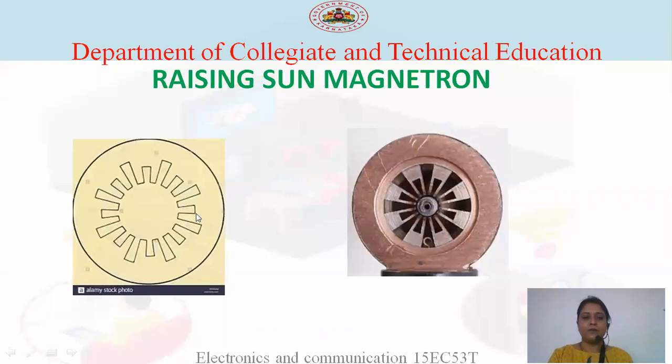Rising sun magnetron means what? Instead of connecting the alternate cavities here, the shape is made unique. Alternate cavities are of the same shape, such that mode jumping is avoided. This is called the rising sun magnetron.